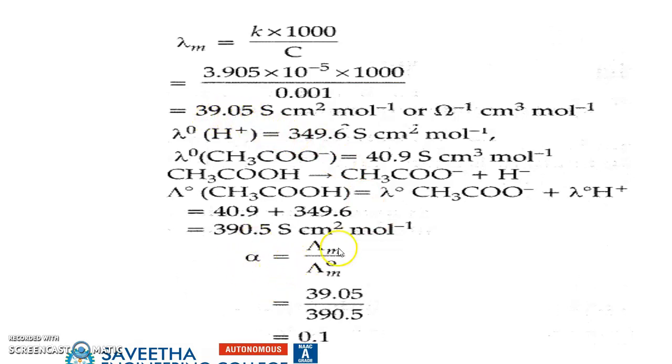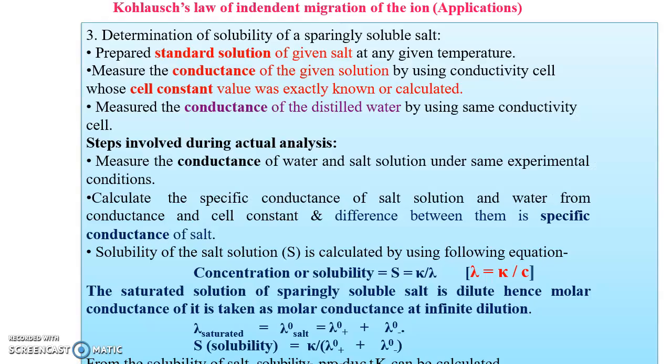So alpha is equal to lambda m by lambda naught. So lambda m is 39.05 and lambda m naught is 390.5. So the degree of dissociation is 0.1. See, from this you could understand that at a particular concentration, since this is a weak electrolyte, the conductance is only 39.05, whereas at infinite dilution it has increased 10 times. So at infinite dilution the equivalent conductance or molar conductance increases drastically for a weak electrolyte.